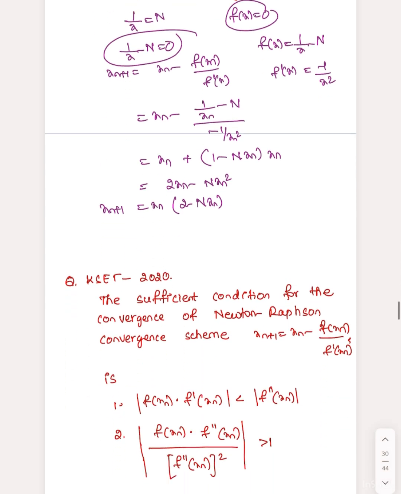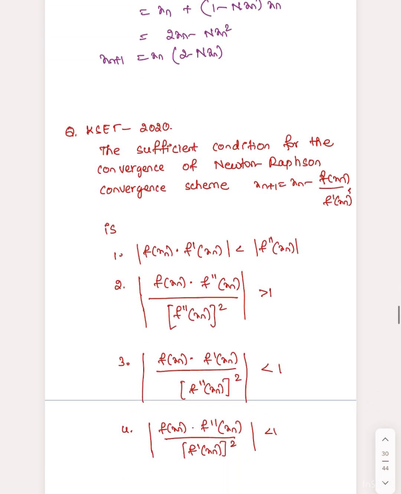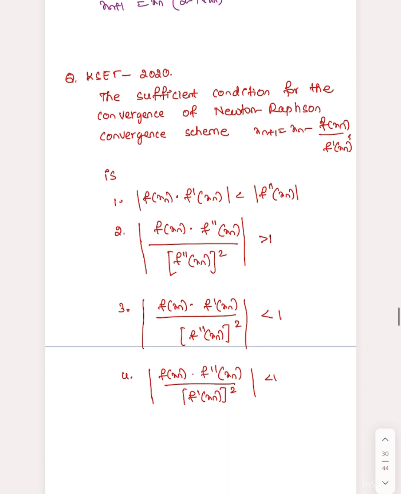Now another question from KSET 2020. It says the sufficient condition for the convergence of Newton-Raphson scheme, which is given by xn plus 1 is equal to xn minus f of xn by f dash of xn, is.